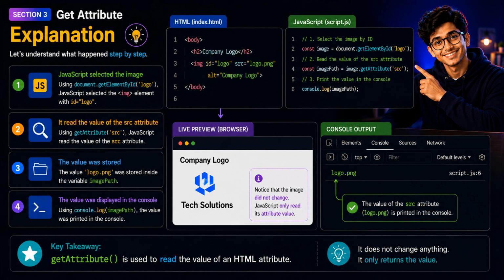Explanation. Let's understand what happened. First, JavaScript selected the image using getElementById. Next, it used getAttribute("src") to read the value of the src attribute. Finally, JavaScript stored the value inside the variable imagePath and displayed it in the console. Notice that the image did not change. JavaScript only read its attribute value.